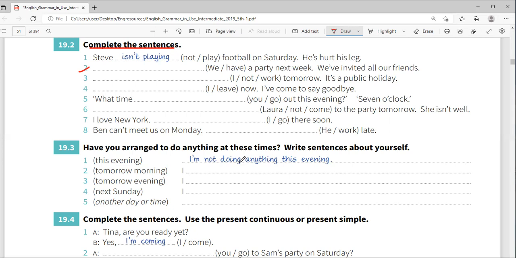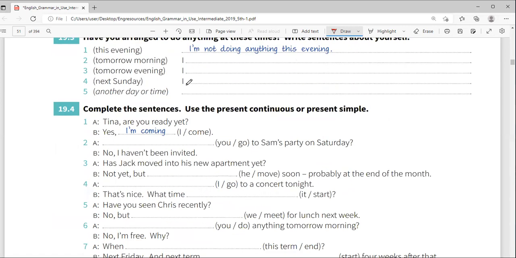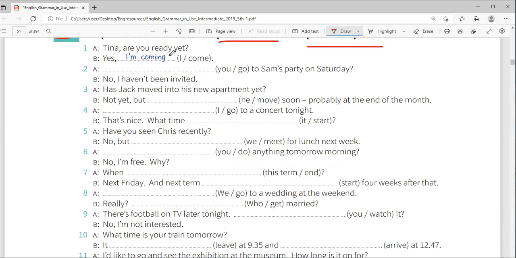Ben can't meet us on Monday. He is working late. He's working late because maybe he told you yesterday, isn't it? Yes. So I want you guys to try 19.4. Complete the sentences, use the present continuous or present simple. Now here, if it is going to be continuous, like planning for people, it's continuous. If it's like programs, timetables, it is what? Present simple. Good.